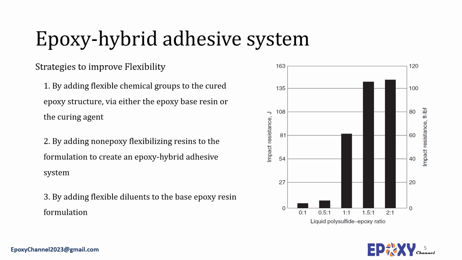Flexibility in epoxies can be enhanced by several means. 1. By adding flexible chemical groups to the cured epoxy structure via either the epoxy base resins or the curing agent. 2. By adding non-epoxy flexibilizing resins to the formulation to create an epoxy hybrid system. And 3. By adding flexible diluents to the base epoxy resin formulations. Adding non-epoxy flexibilizing resins to the formulation creates epoxy hybrid systems. Flexibility can also be embedded by adding flexible diluent to the base epoxy resin formulations.